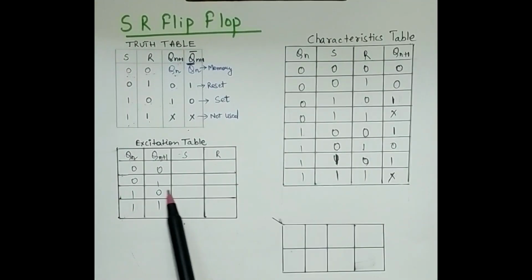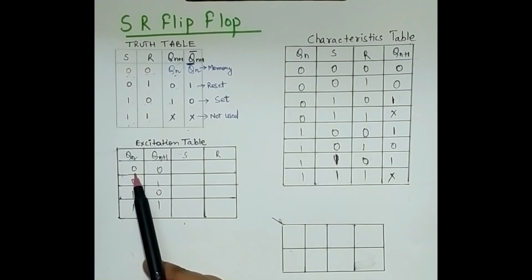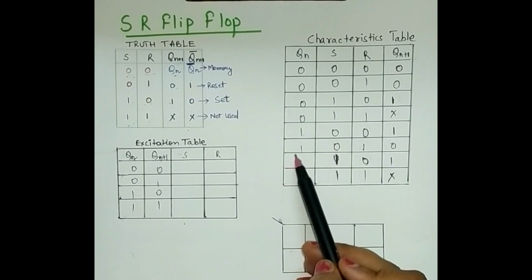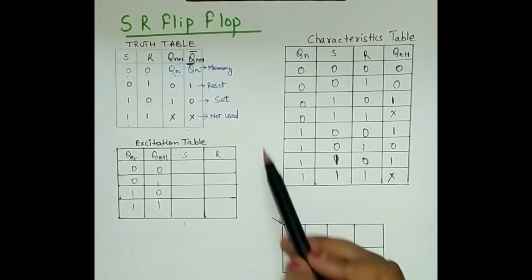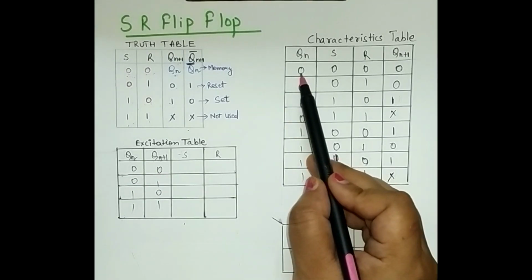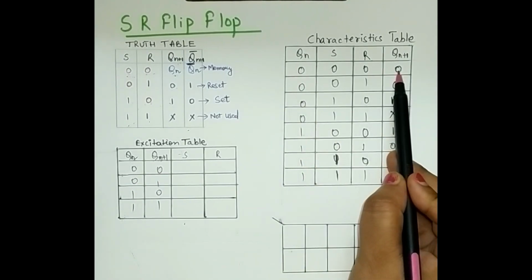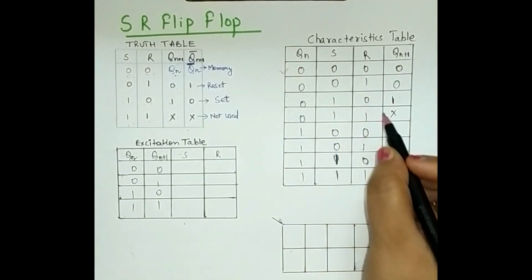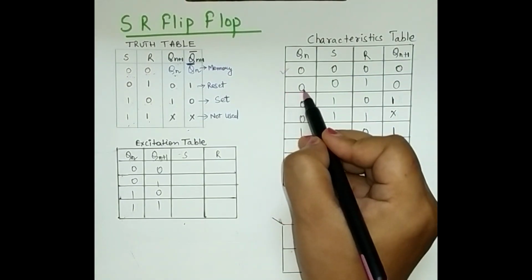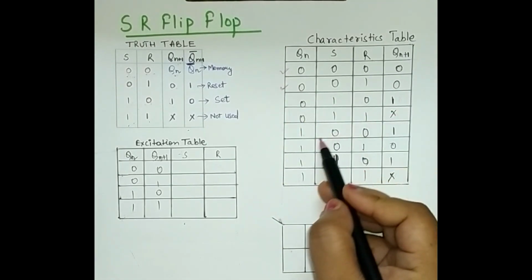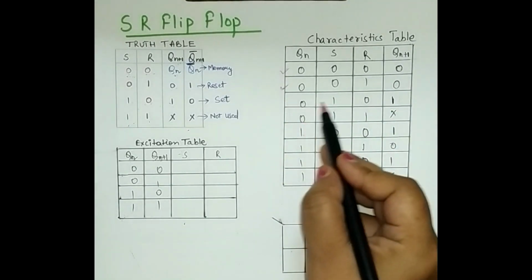So now let us see. Here the value of Qn is 0 and Qn plus 1 is 0. So you see this characteristics table, in which places we have got the same combination of Qn and Qn plus 1. So here it is 0 and here also it is 0. Okay. So we will consider this. Again, here also 0 and here also we have got 0. Okay, Qn and Qn plus 1, 0, 0, and other places no, we are not getting.